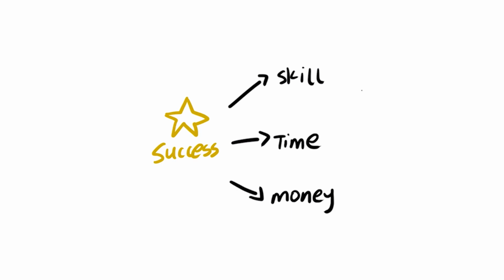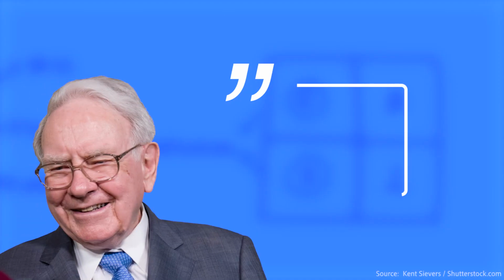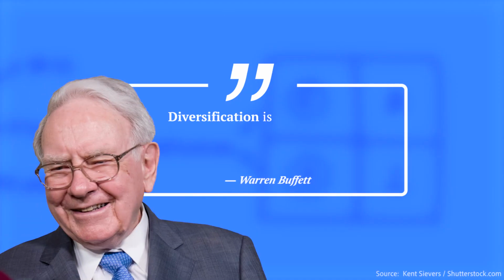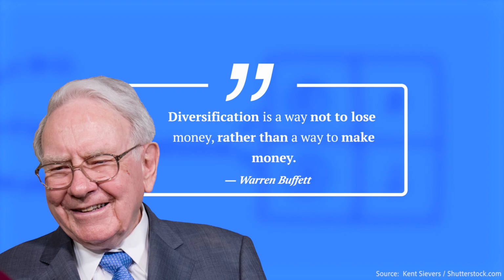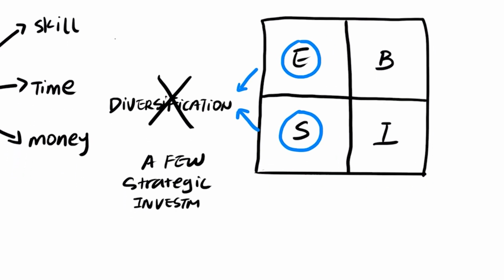E and S quadrant stock market investors focus on diversification. But as Warren Buffett says, diversification is a way not to lose money rather than a way to make money. The better strategy is to focus on a few strategic investments, not on diversification.